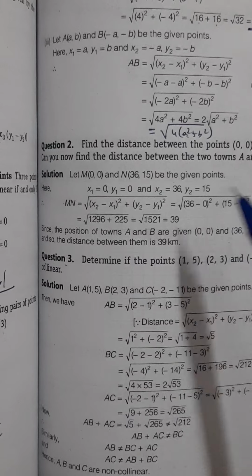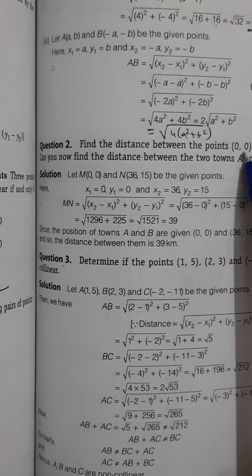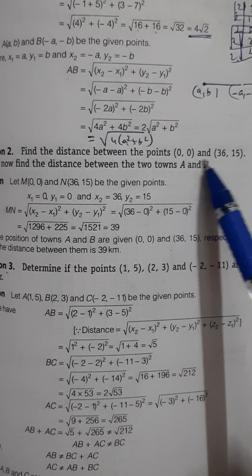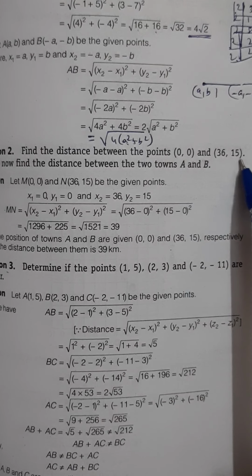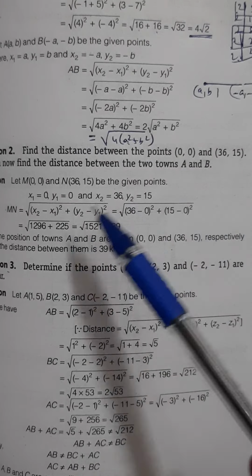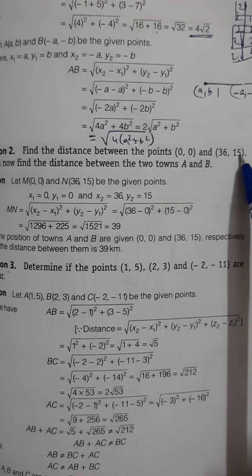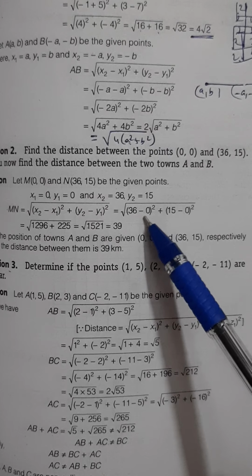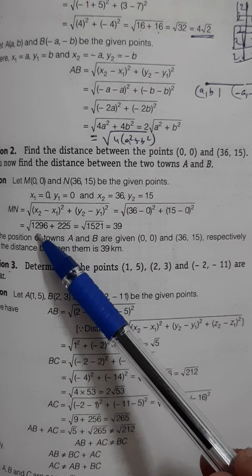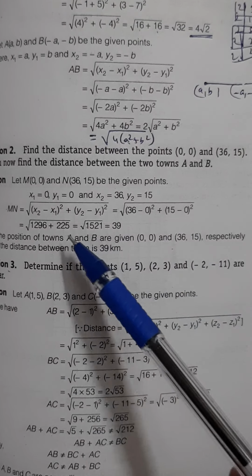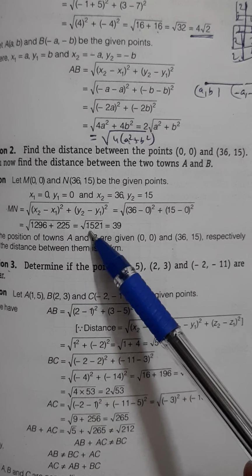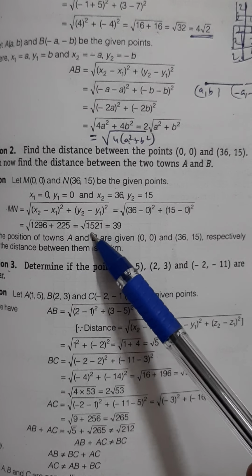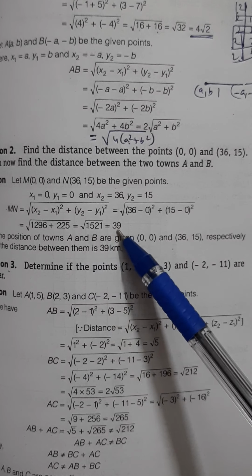Same way for question number 2. Find the distance between 0, 0 and 36, 15. This is x1, y1, this is x2, y2. We have to find the distance. So 36 minus 0 whole square, 15 minus 0 whole square. 36 minus 0 is 36, and when you square 36 you get 1296. 15 square you get 225. When you add you get 1521, and when you take the square root of 1521 you get 39.